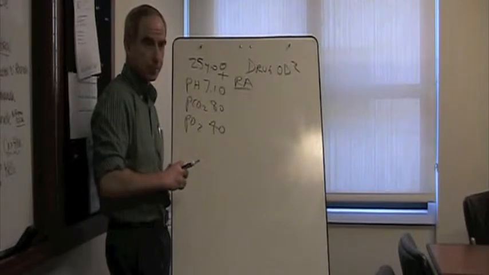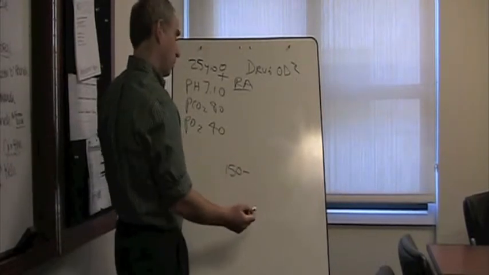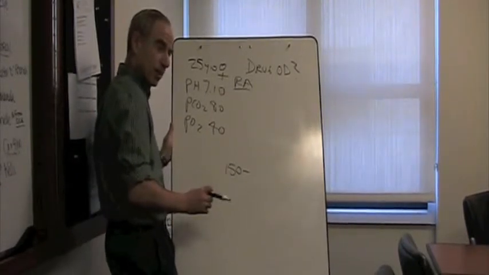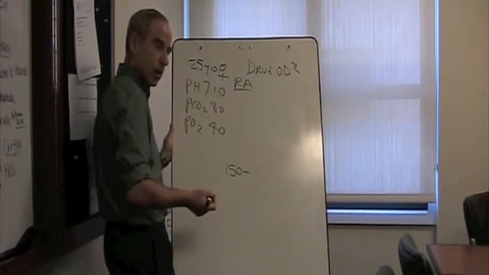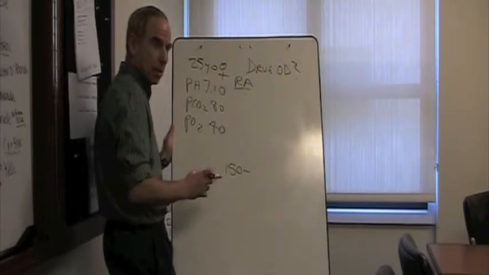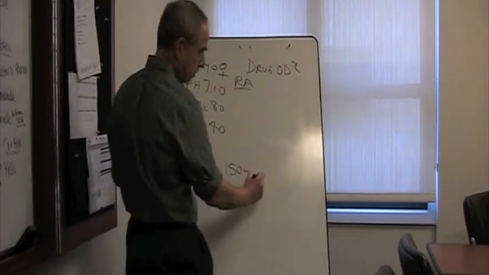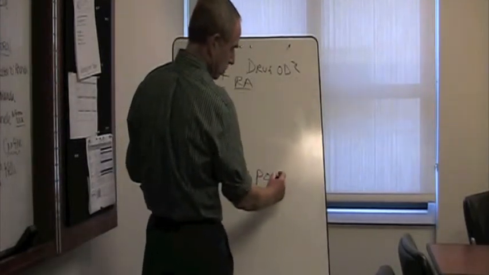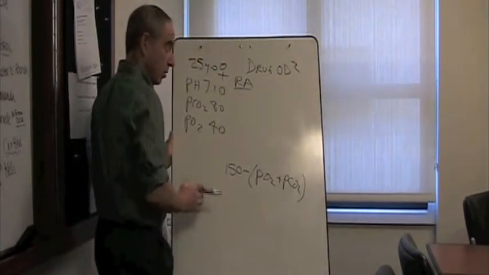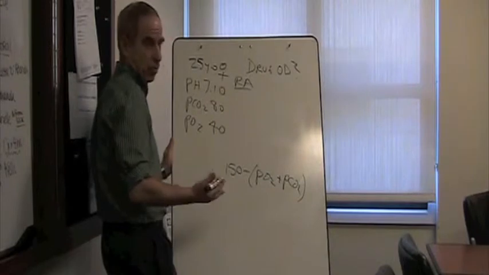It's 150 minus the sum of PO2 plus PCO2. Okay, that's on room air, right? It's close, but that's an approximation, not exact. Do you know where that rule of thumb comes from? So you said 150 minus the PO2 plus the PCO2. That is an approximation, but it's based on the true AA gradient.